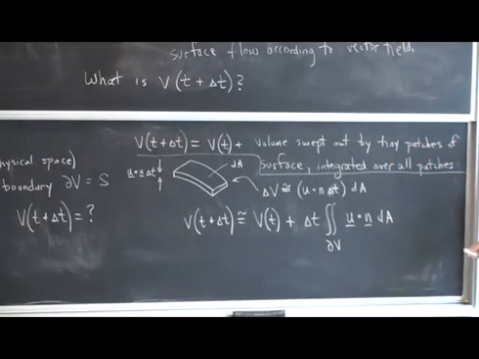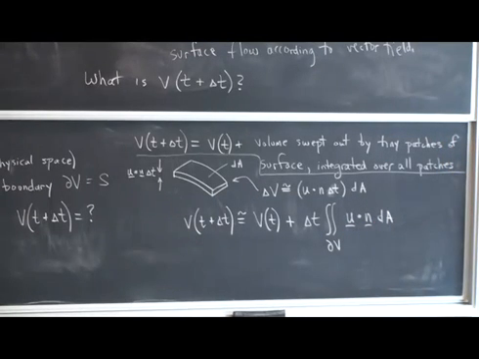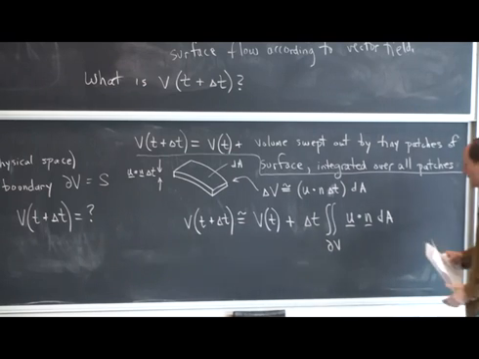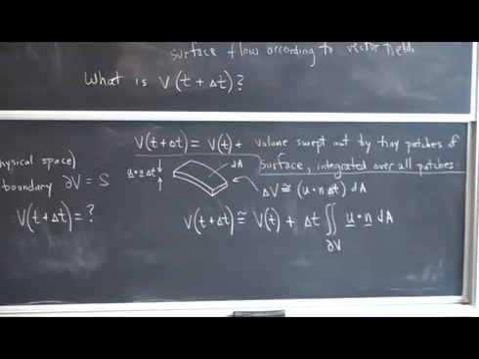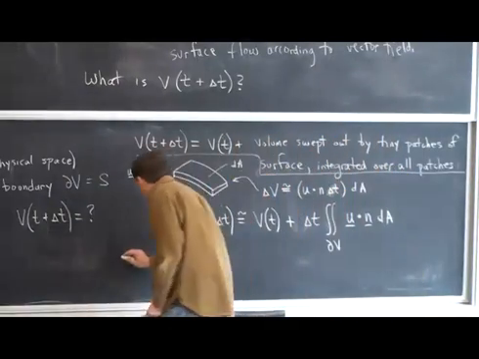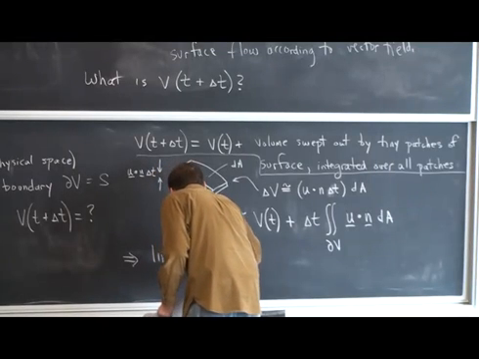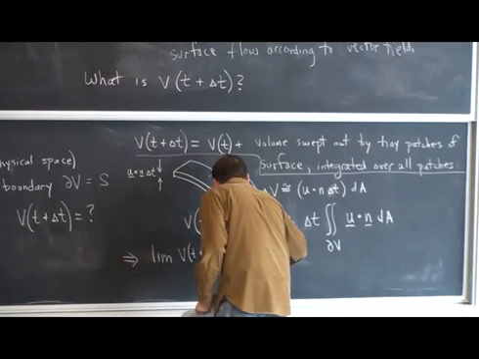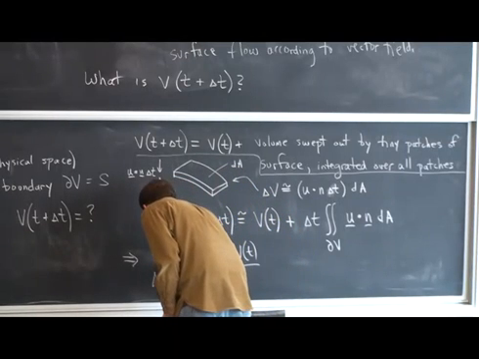If you like thinking in terms of flux, we're talking about the outward flux of the vector field U. And yes? Why is it not exact? Oh, okay. The question was, why is it not exact? It will be exact if we take the limit as delta t goes to 0. Yes, that's right. So going just a step farther, let's subtract this V from the left-hand side, divide by delta t. And so as you already anticipated, what we're looking at is the limit of V at t plus delta t minus V at t all over delta t as delta t goes to 0.